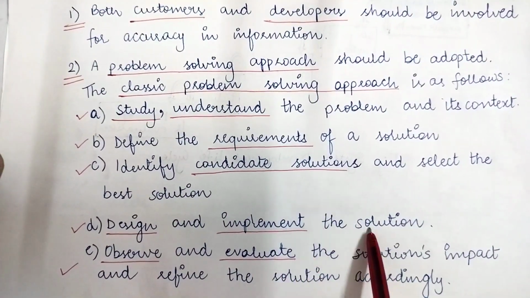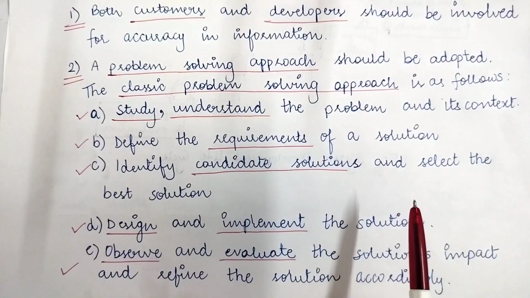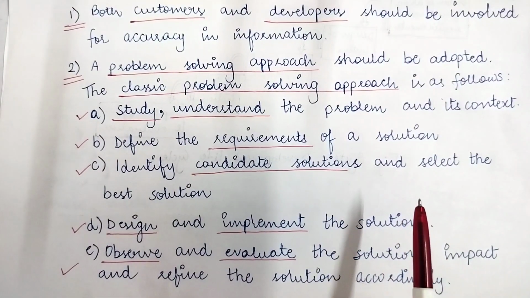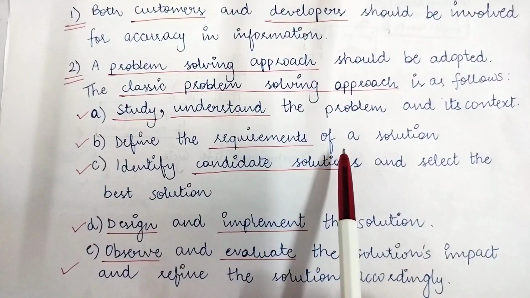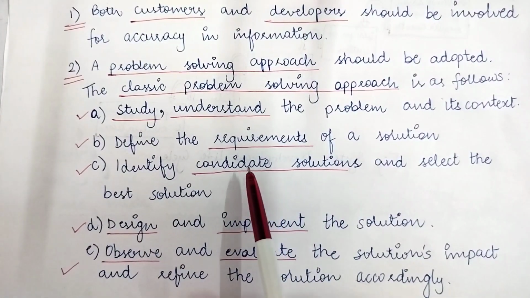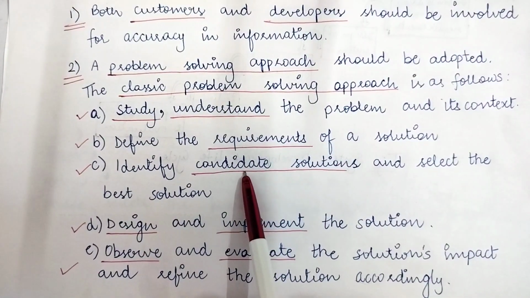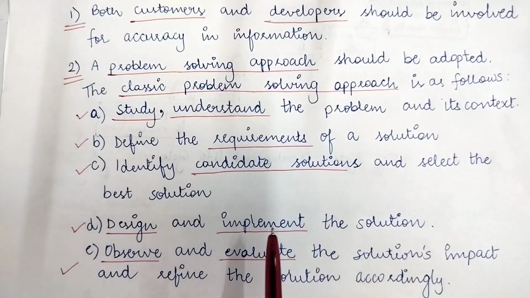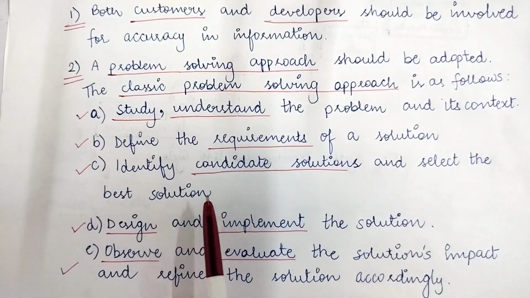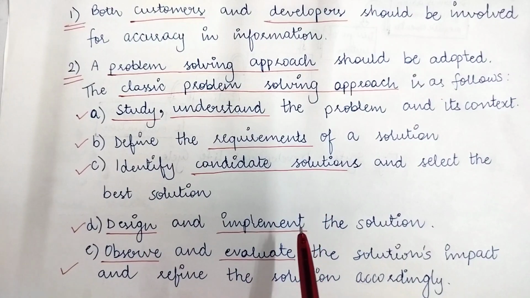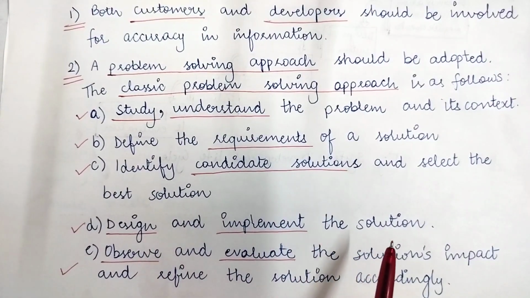Then you design and implement the solution. Now you know what the solution is. You've studied the problem, you've understood the problem, you've defined the requirements, you've had several candidate solutions, and out of those you chose the best solution also. So what is left now? Now you have to finally design and implement that solution.